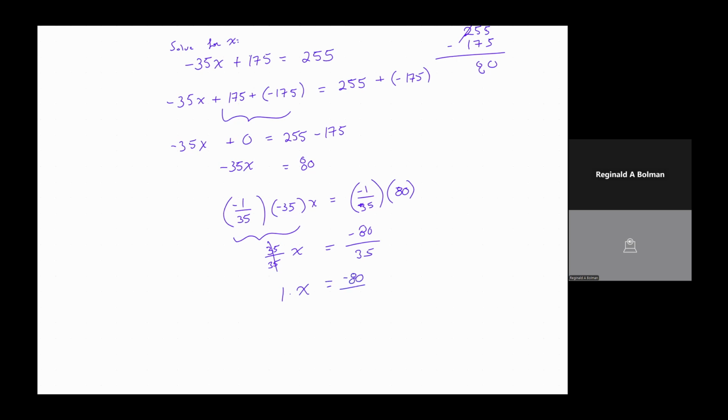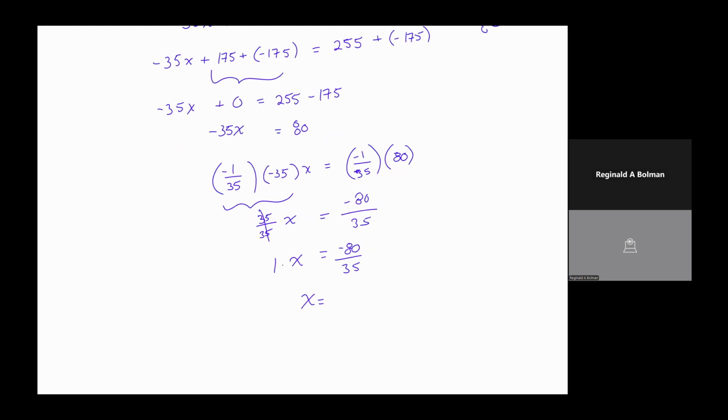And 1 times x is just going to be x. Now, 80 over 35, what happens here? That's the question. What happens here? All right, well, we can say that 80 is the same thing as 8 times 10, right? And 35 is the same thing as 5 times 7.